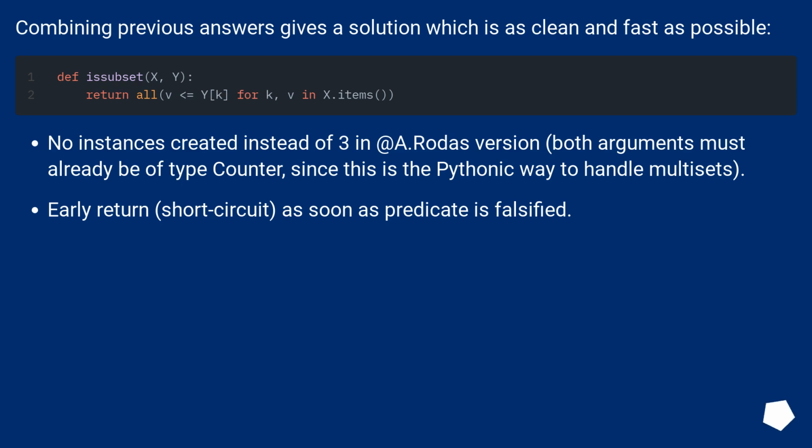Combining previous answers gives a solution which is as clean and fast as possible. No instances created instead of 3 as in a.rodos's version. Both arguments must already be of type Counter, since this is the Pythonic way to handle multisets. Early return short circuits as soon as the predicate is falsified.